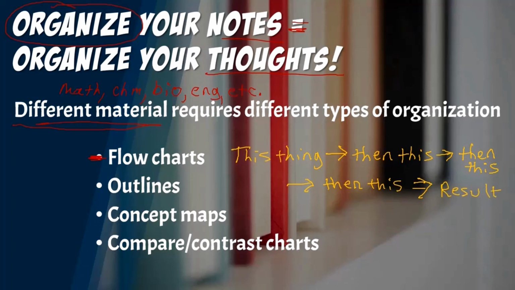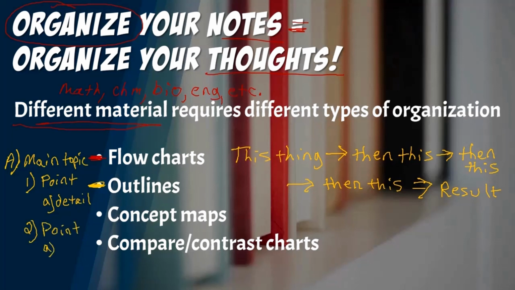So flowcharts. Or you can have outlines, and an outline is like a main topic, and then one, your first point, and then little a is a detail, and then 2 is your second point, and then little a is a detail, and you get the idea. So that's an outline, and then you go to B, which is your next main topic.